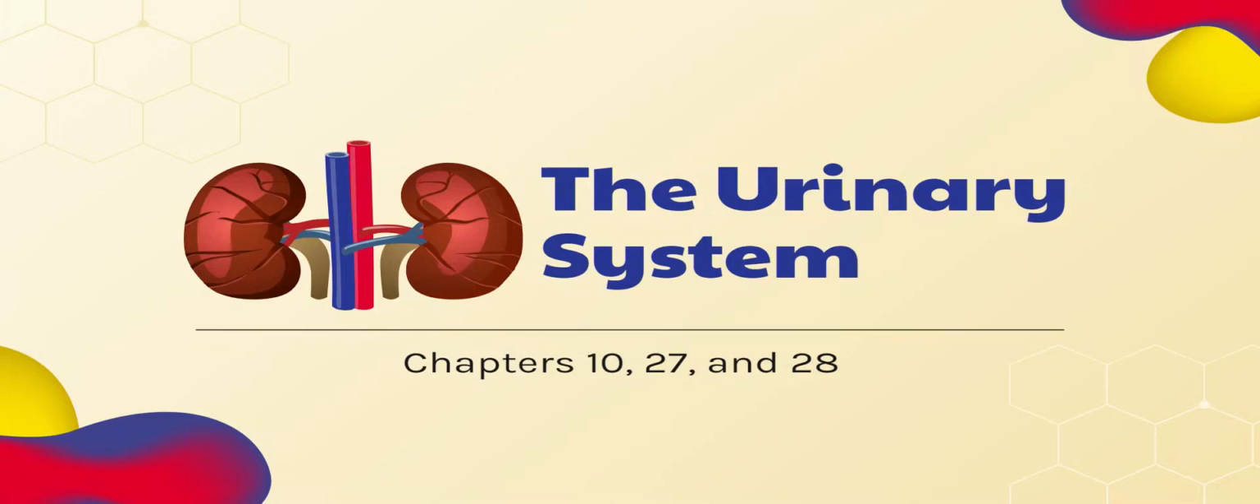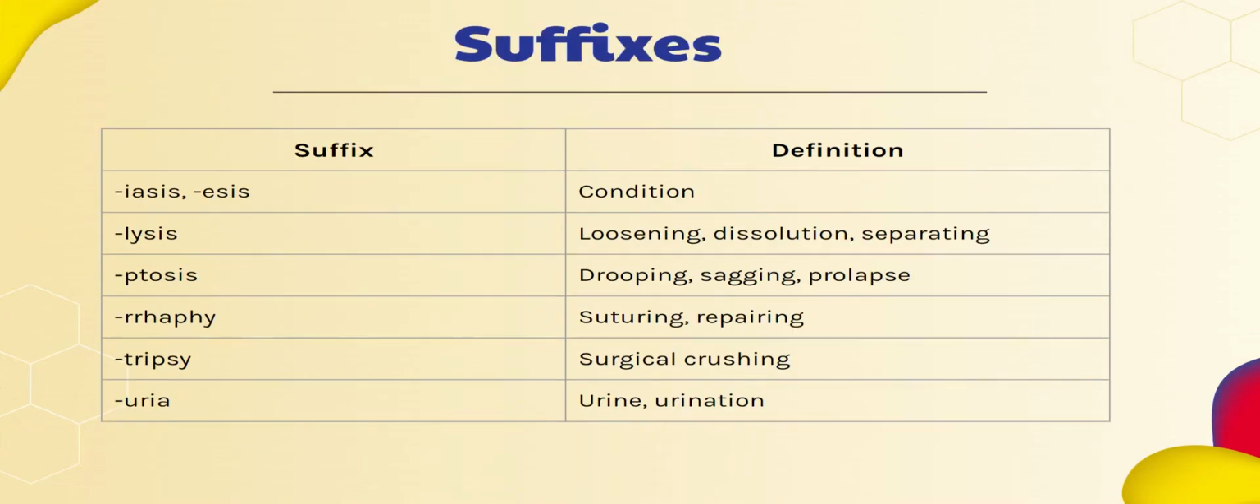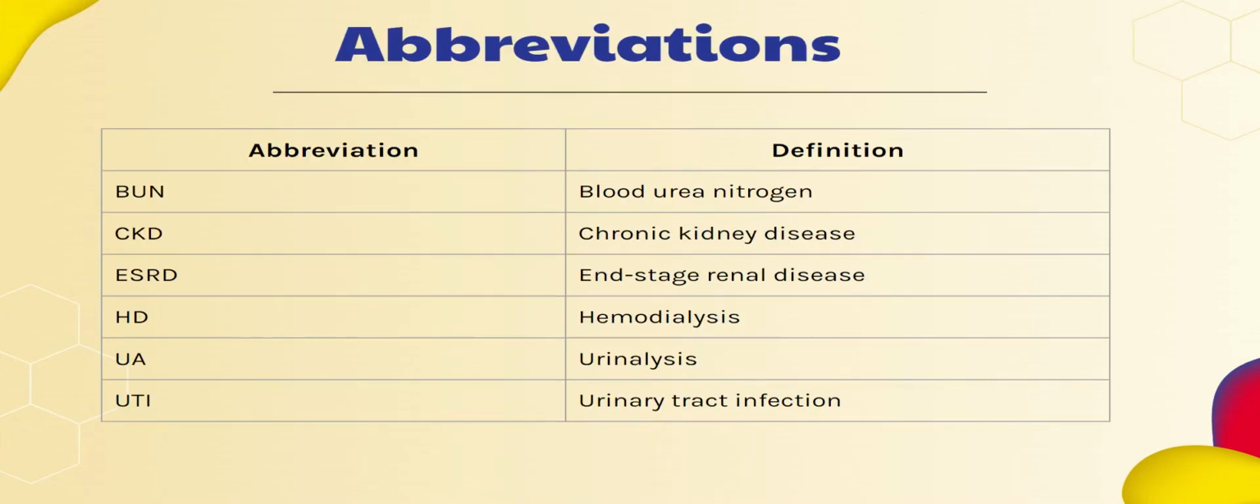Today we're going to be discussing the urinary system, which the information can be found in chapters 10, 27, and 28 of your textbook. The first couple of slides are the combining forms, the suffixes, and abbreviations related to the urinary system.